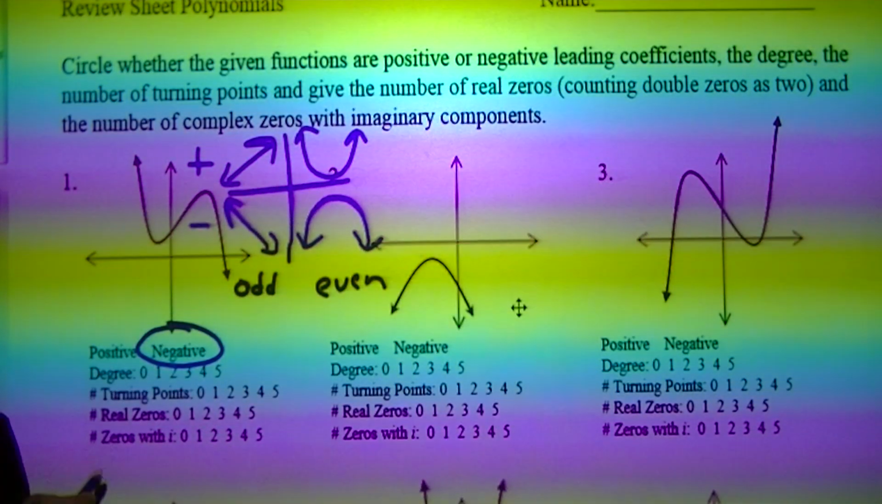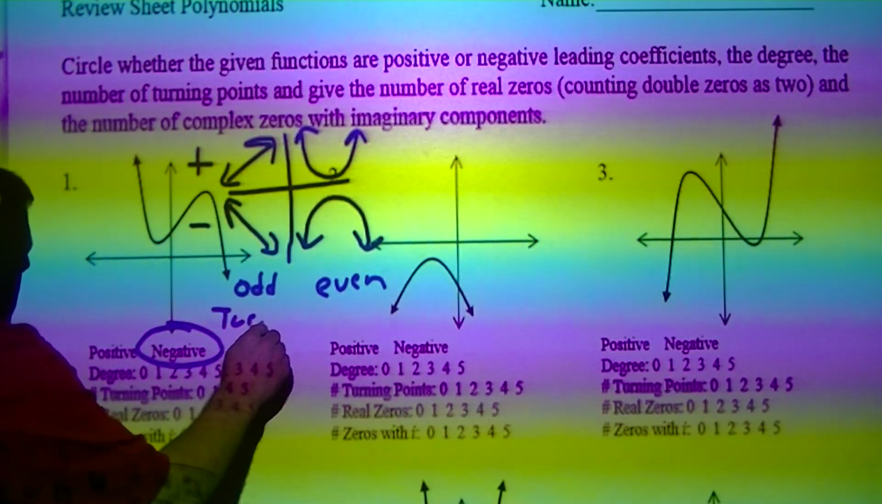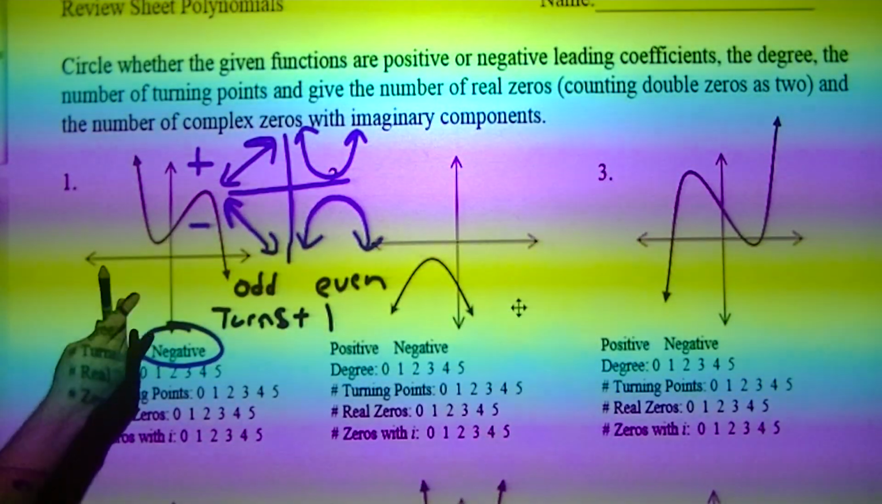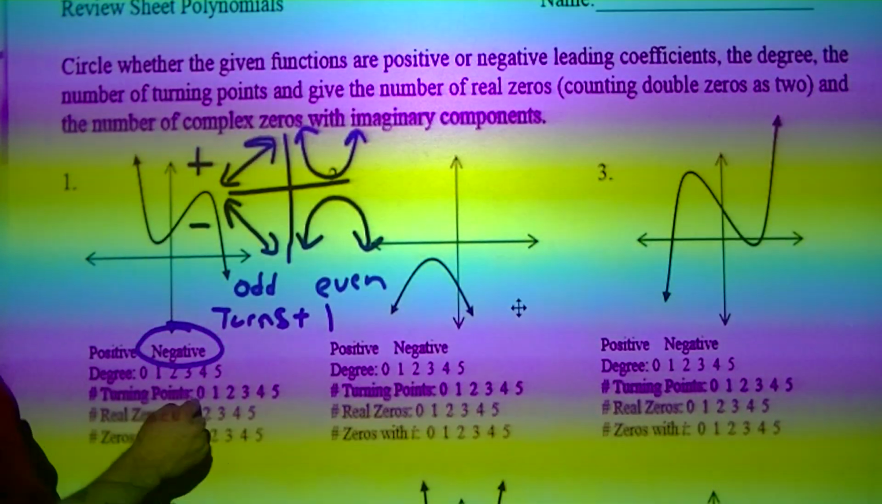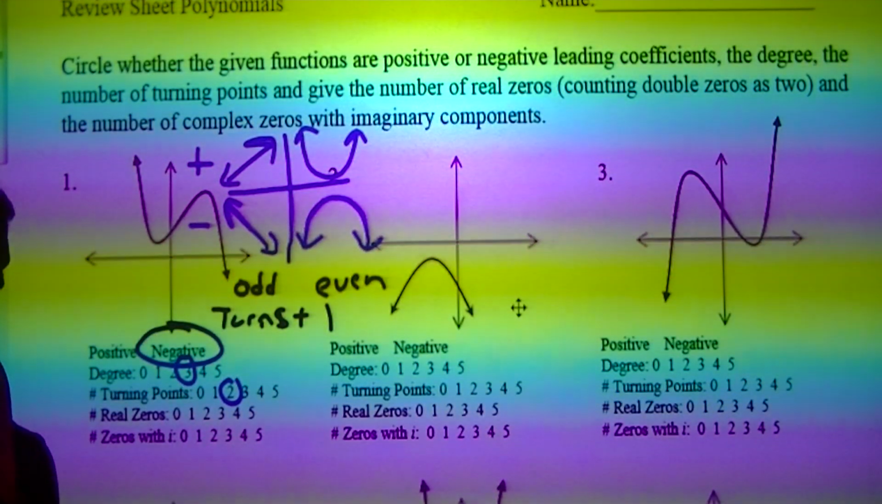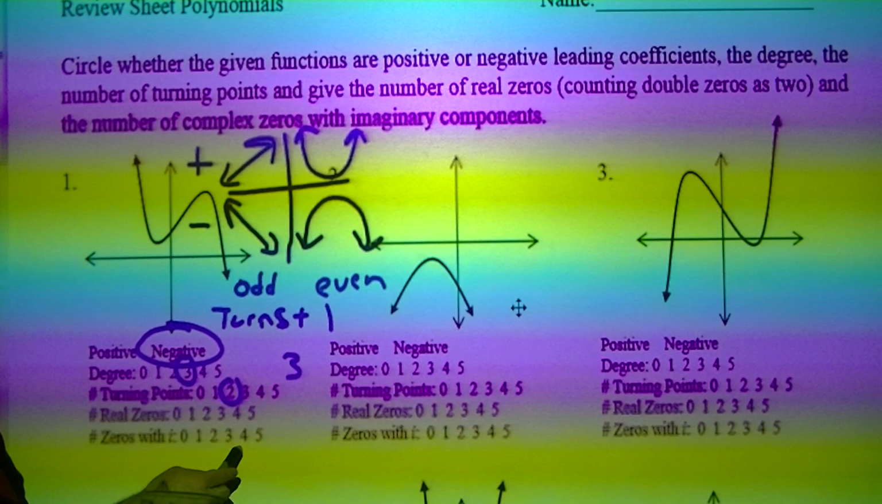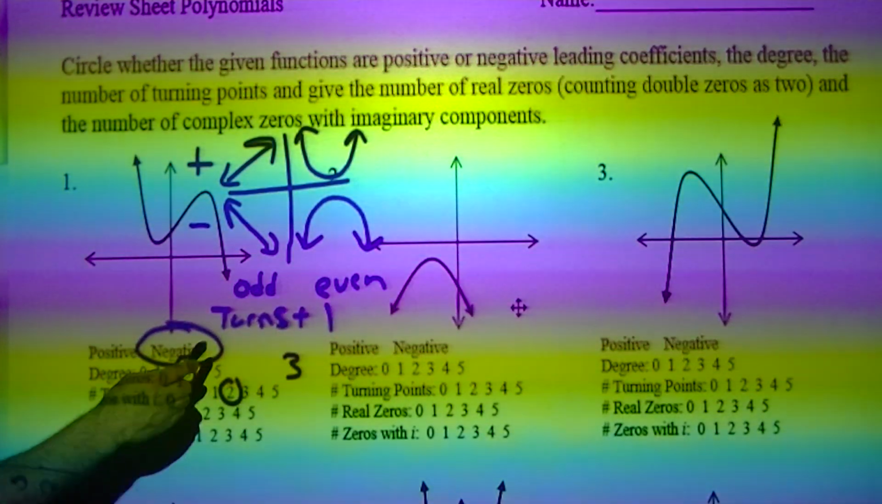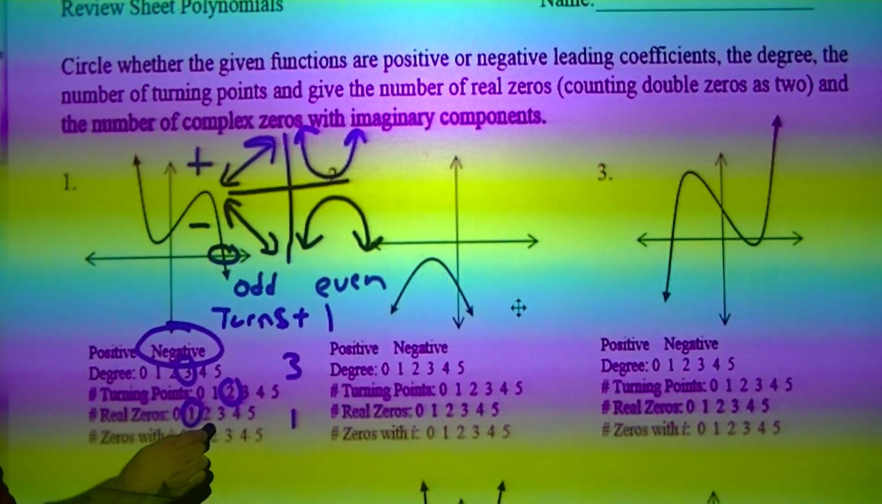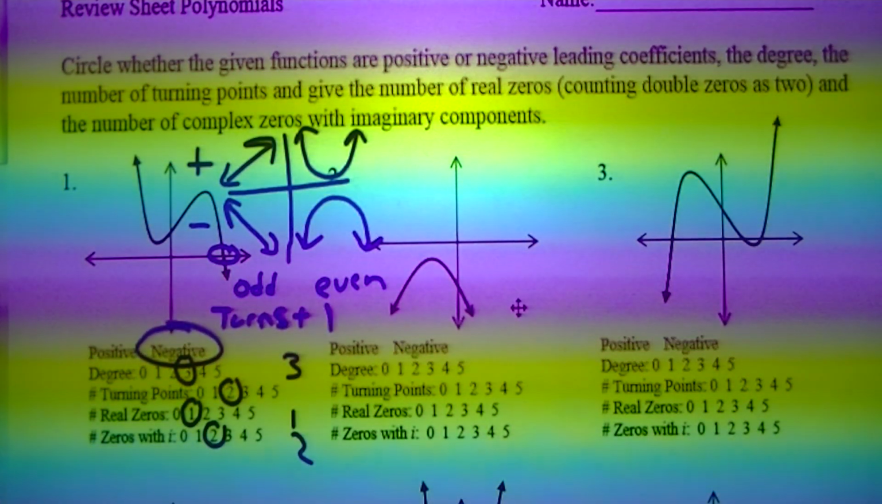Okay, remember, degree is turns plus 1. So I got 2 turns, so I got 2 turning points. That means my degree is 3. All right, now remember, if my degree is 3, the zeros have to add up to that. Now, I only have 1 real zero. So that means there's 2 imaginary, because these 2 have to add up to get you that.